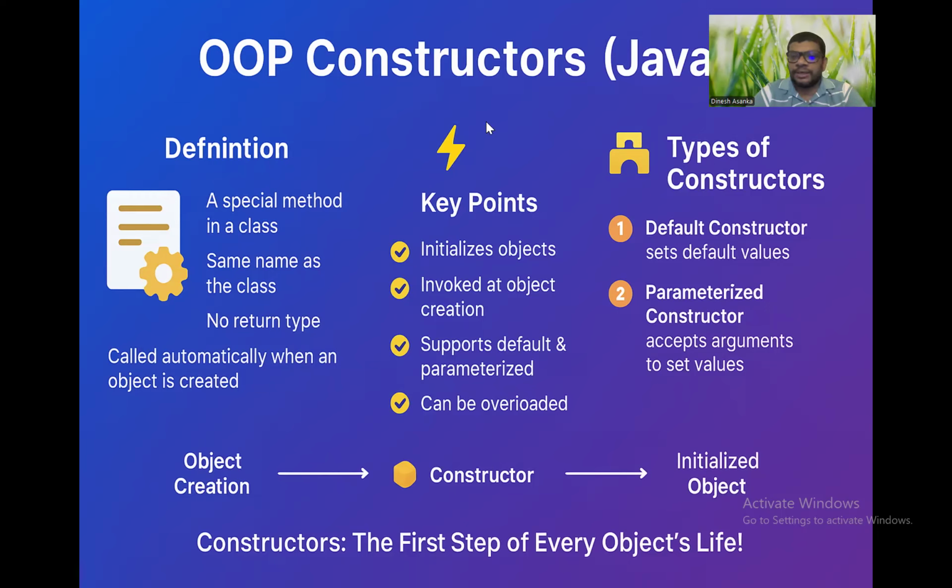So key points are: the constructor will initialize the object. It will be invoked at the time of object creation, that means the constructor will be executed at the time of object creation. There are default and parameterized constructors, and the constructors can be overloaded, which we will discuss in a separate lecture when we are discussing method overloading.